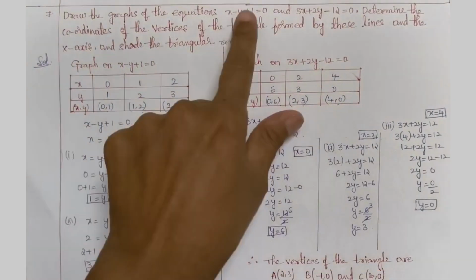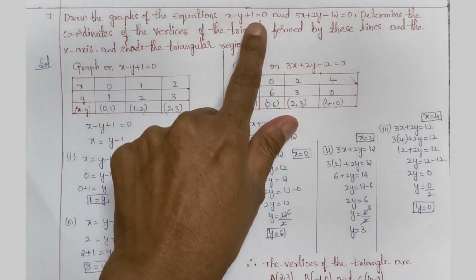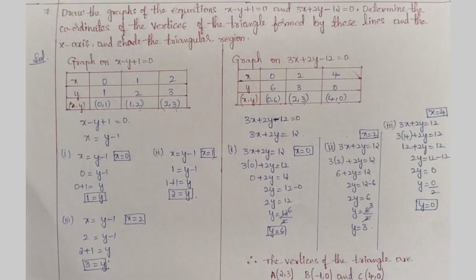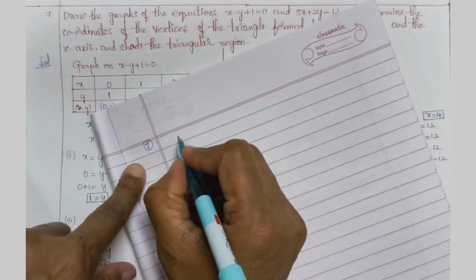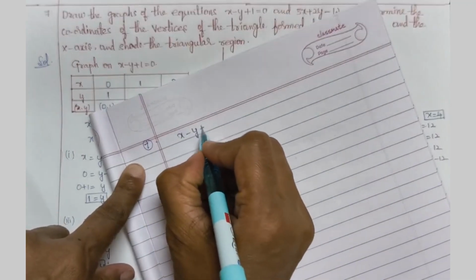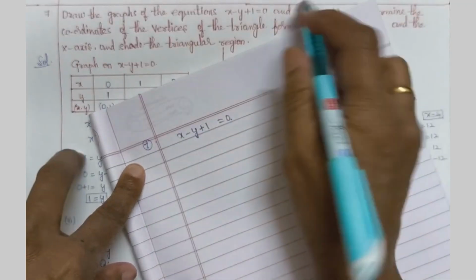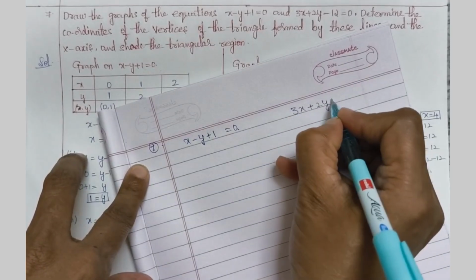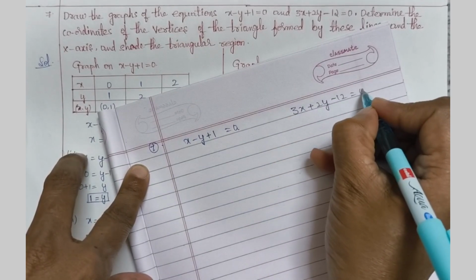First two equations are there. x minus y plus 1 equal to 0. Second equation, 3x plus 2y minus 12 is equal to 0. First we will draw the graph of the equation x minus y plus 1 is equal to 0. Next, the second equation: 3x plus 2y minus 12 equal to 0.